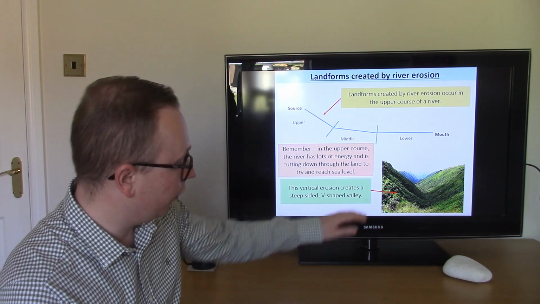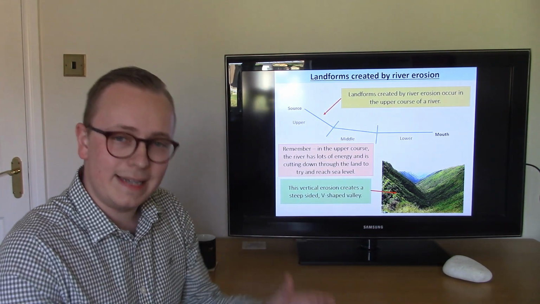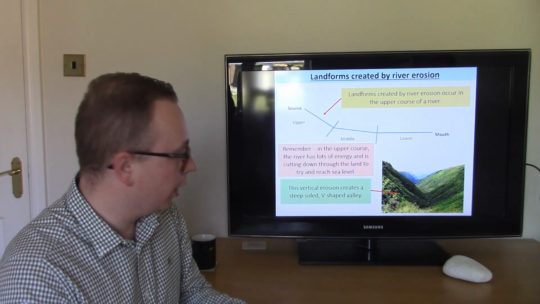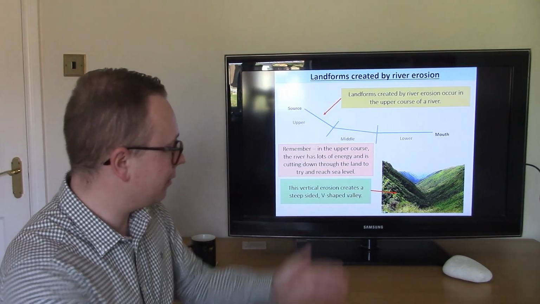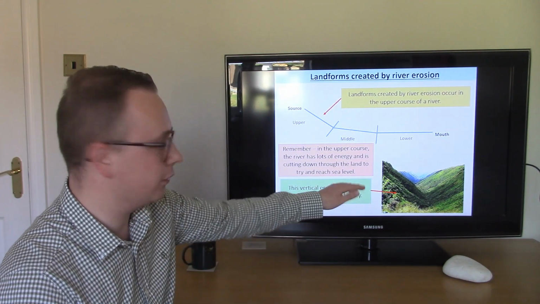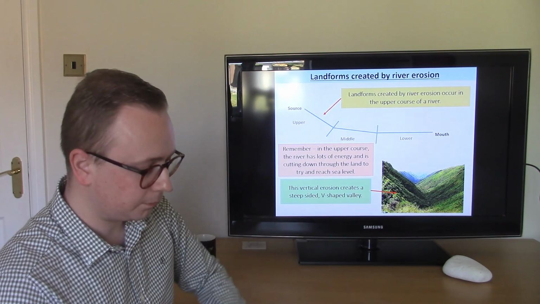The river here, on this image, you can't really see it. It's a narrow channel, it's a very shallow channel, but it's got lots of vertical energy, and over time it's carved its way through the landscape to create this very steep-sided feature.